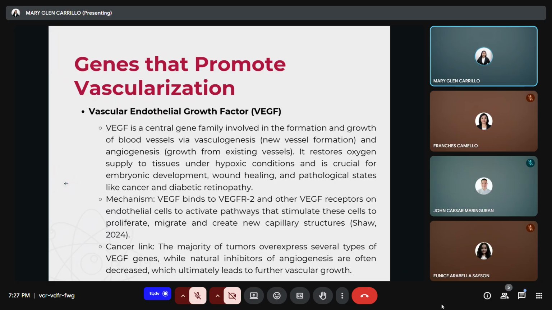But here's the problem. In cancer, the balance is broken. Normally, the body has both promoters and inhibitors of angiogenesis, keeping vessel growth under control. Tumors, however, overexpress VEGF genes, meaning they produce too much VEGF while the natural inhibitors are reduced. This imbalance leads to uncontrolled vessel growth. As a result, the tumor gets a steady supply of oxygen and nutrients, and at the same time, it creates more escape routes for cancer cells to spread. This is why VEGF is considered a key target in many cancer therapies.